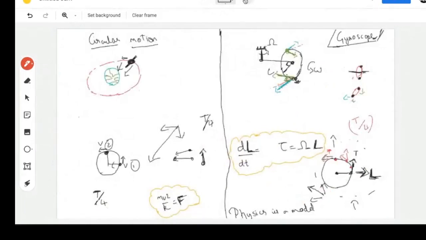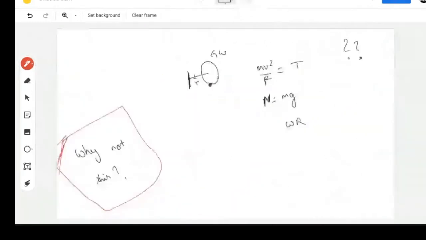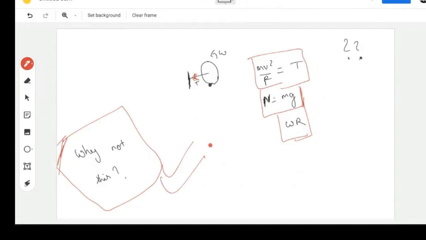My next question to you is, in this question, why can't I just say there's a tension over here, there's a tension over here which is equal to mv square by r, and there's a force N equal to mg? Why can't I say it's rotating with omega r happily? Can someone answer? I'm telling you, this is totally wrong. So now give me the reason. What's not fitting?